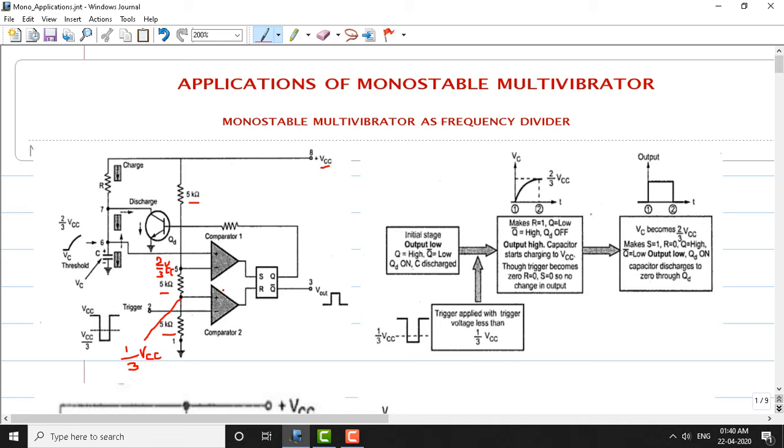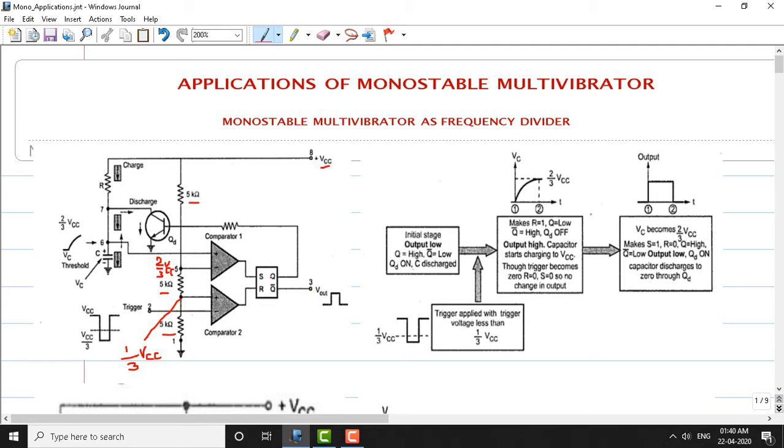So now we have two comparators here. They are labeled as comparator 1 and comparator 2. The output of comparator 1 goes to the set input of RS flip-flop. The output of comparator 2 goes to the reset input of RS flip-flop. The output of flip-flop is Q and Q bar. This is the normal output, and Q bar is the complement or inverted output. From the inverted output, we take the output of 555 timer.